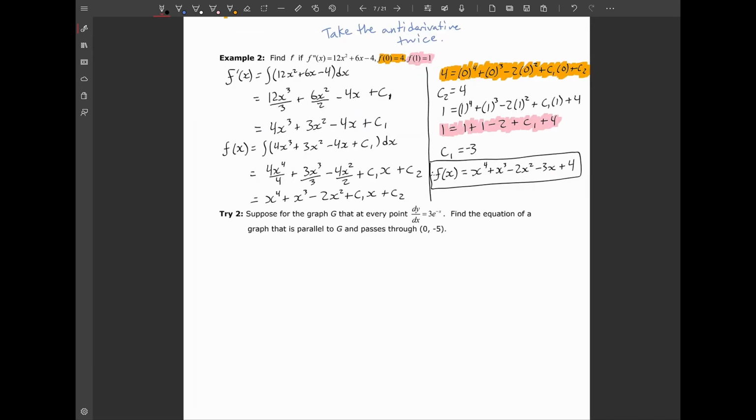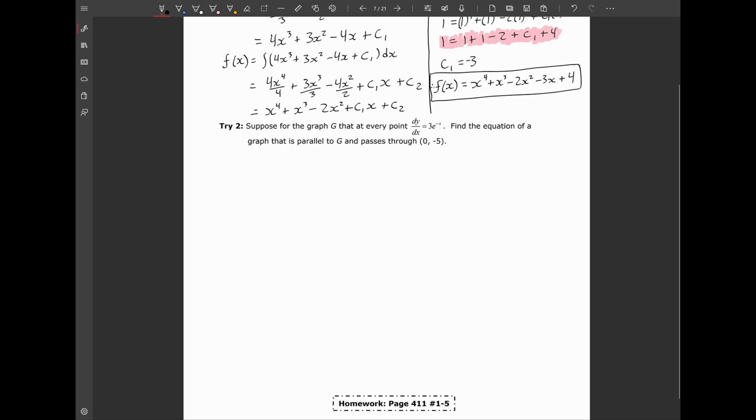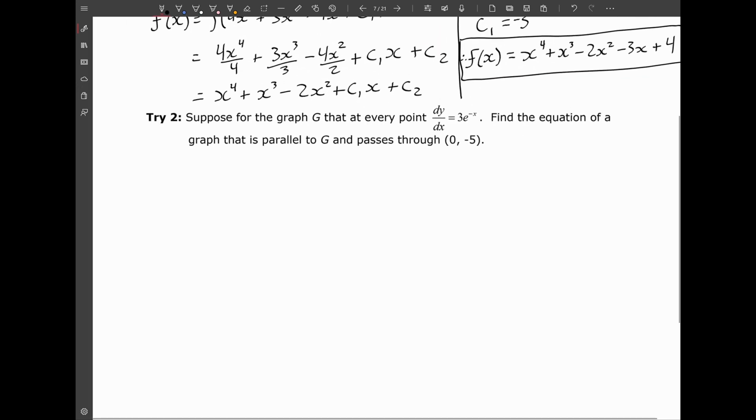Okay, we've only got one more example. This is a try, so again, give it a shot yourself before seeing how I do it. But suppose for the graph g that at every point dy dx is equal to 3e to the negative x. So at every point the derivative will be 3e to the negative x. Find an equation of a graph that is parallel to g but passes through the point 0, negative 5.